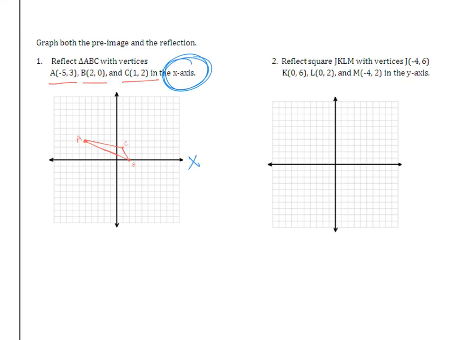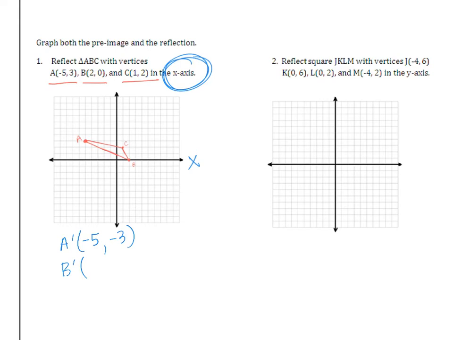and then graph them. So for instance, A prime, if we want to reflect over the x-axis, think about our rules from before. What we do is we leave the x alone, so we're going to leave the -5 alone, but we're going to multiply the y by -1. Remember that rule? Otherwise, you can always flip back to that previous slide to remember that.